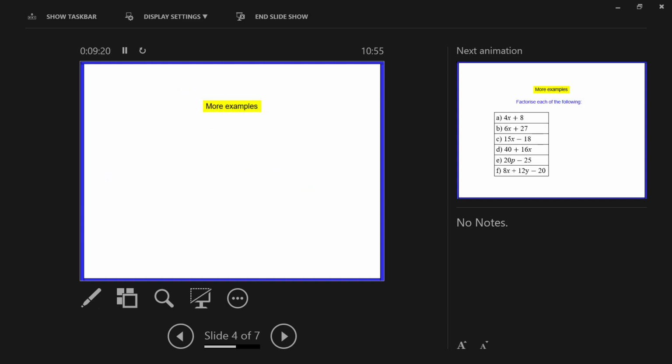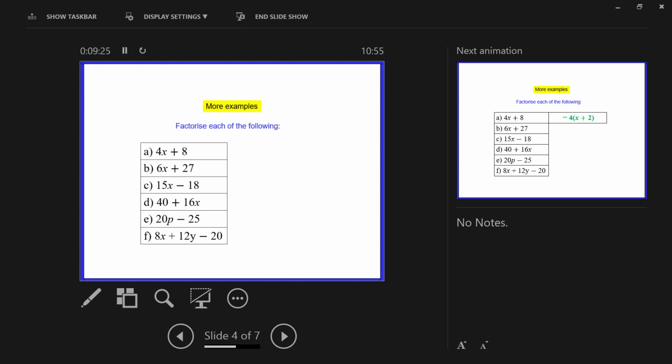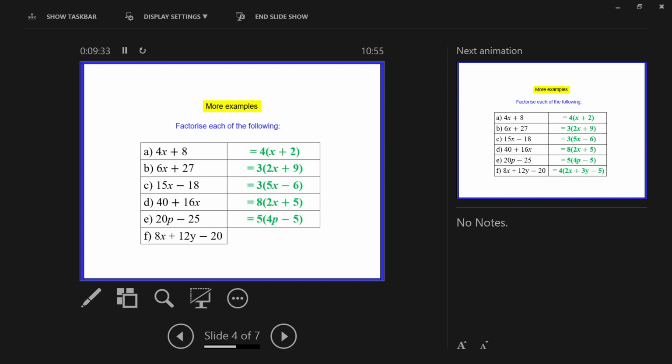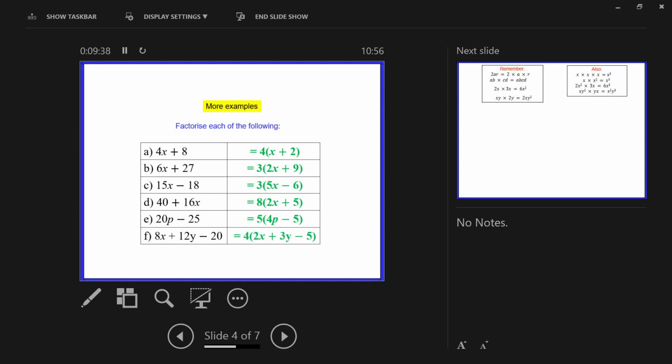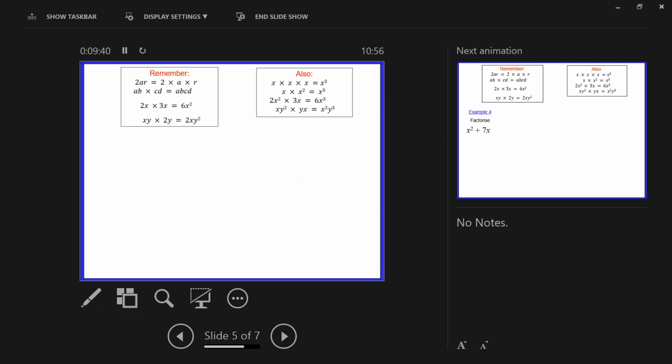Okay, there are a lot more examples on the next slide. So you will see each one of them is factorized there. I'm not going to go through them because you guys say you kind of get it, no? Now I want to test if you really do. Okay, so just look at this. Remember, especially when it gets to the variables.